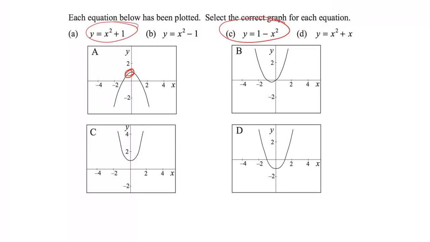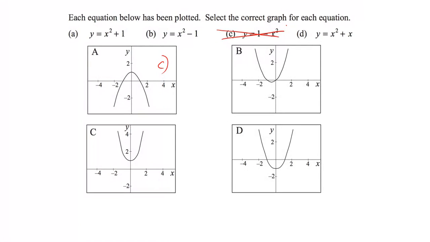Okay, now the next thing is, is it a happy face or a sad face? Well, it's a sad face, which means the coefficient of x squared has to be negative. That clearly means it's got to be C. So A matches with C. Let's put a line through that. We've eliminated that one, and let's move on.